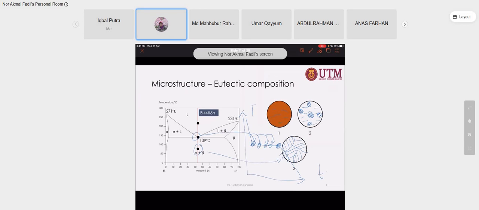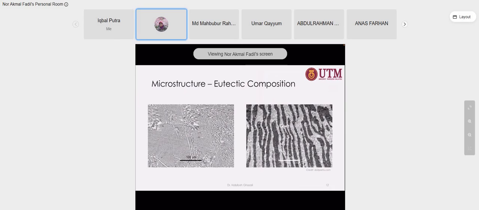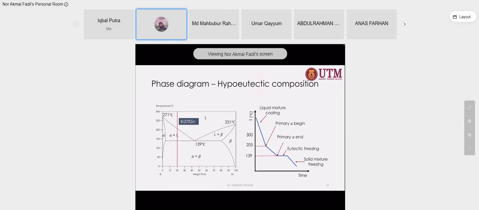Okay, right? Microstructure of eutectic composition. See, you can see the lighter, the darker, they are arranged side by side. Okay, some of them are large, some of them are very fine lamella layer. Okay, but all of them are in the lamella structure. Okay, right. This one I have slightly explained just now.